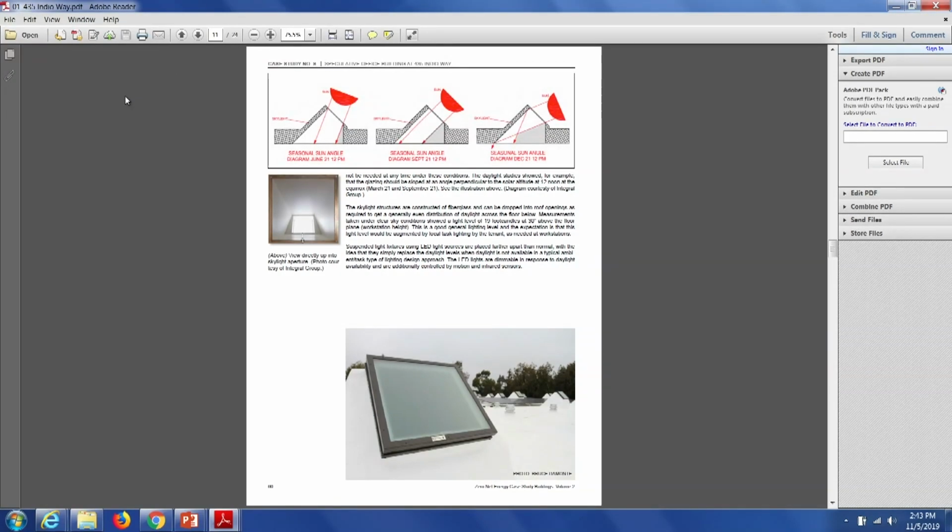They also, as Pete was talking about tilt angle of your solar panel, did an analysis of the openings for those skylights, just to understand when they are going to get direct sun and when they are not.